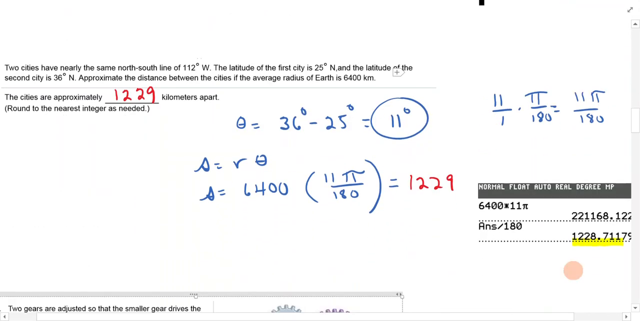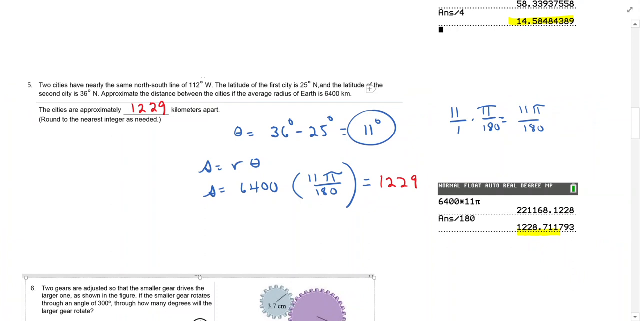All right, here are two cities that have nearly the same north-south line of 112 degrees west. The latitude of the first city is 25 degrees, and the latitude of the second is 36 degrees. And we had one like this in the lecture notes. So theta is going to be the 36 minus 25. So there's our 11 degrees. Then we're going to change it to radians. 11 over 1 times pi over 180 equals 11 pi over 180.